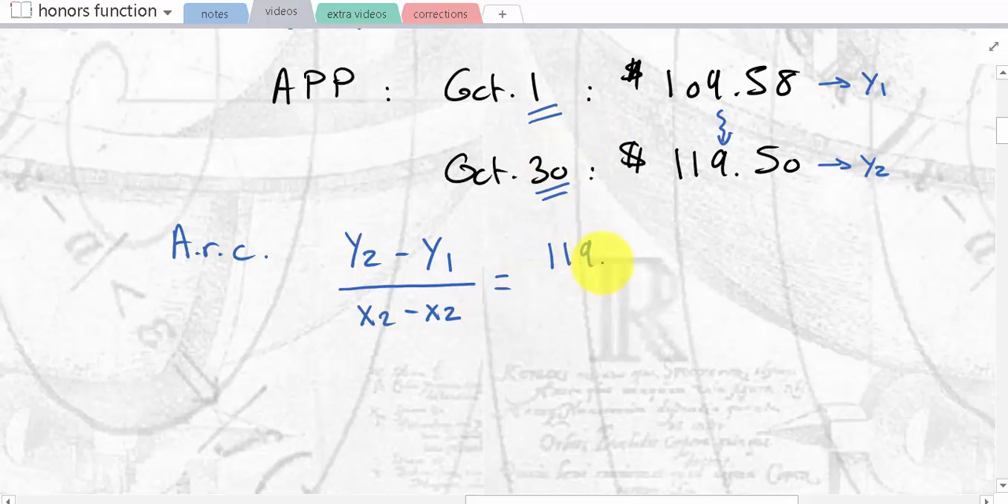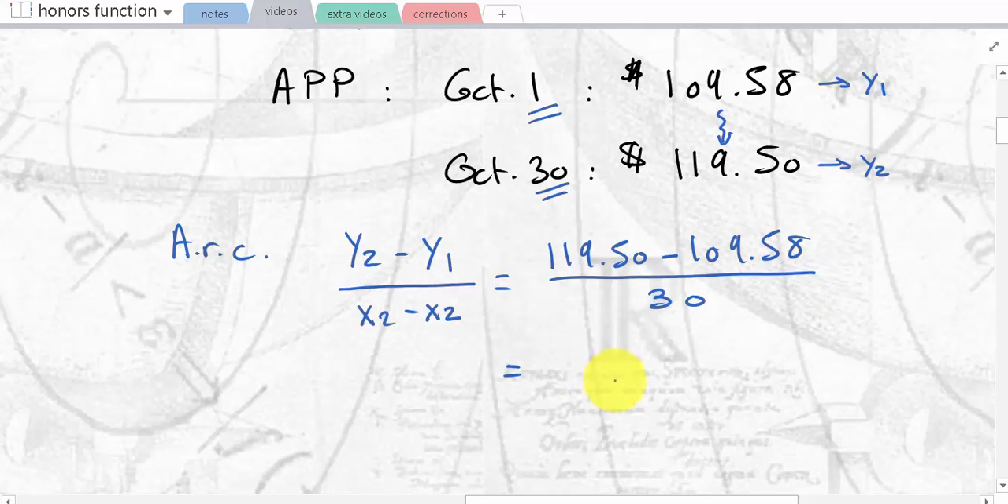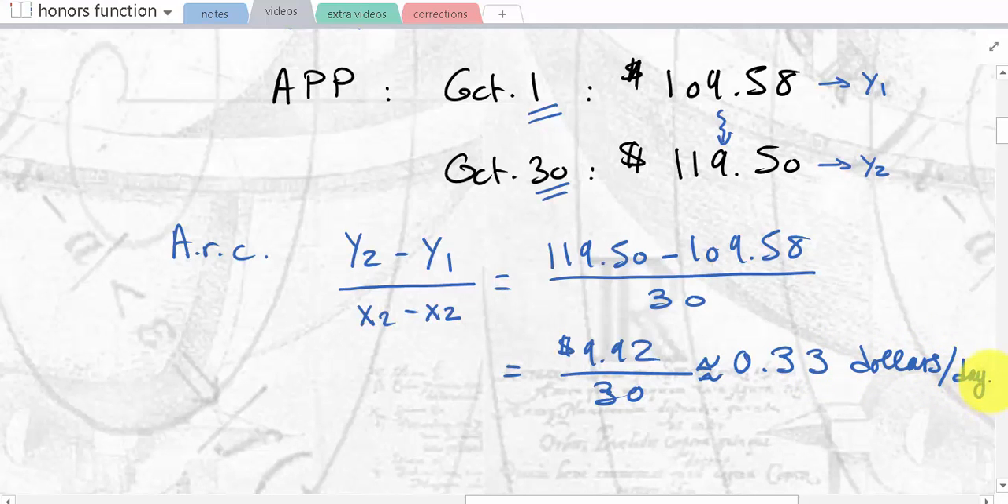So it would be 119.50 minus 109.58 divided by 30 if my input is number of days. So what is this equal to? The total change is $9.92 over 30 days. So it is about $0.33 per day. So it is the total change in the output per unit of input, for every day.